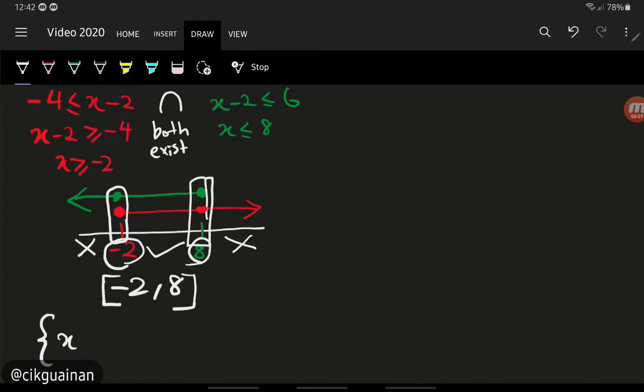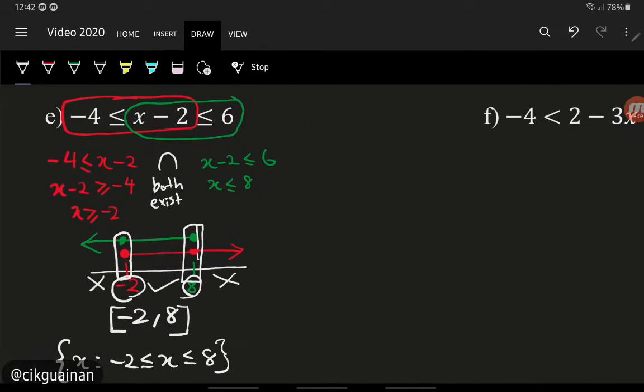The set notation is this one: includes -2 and 8. So this is the answer for the first part.